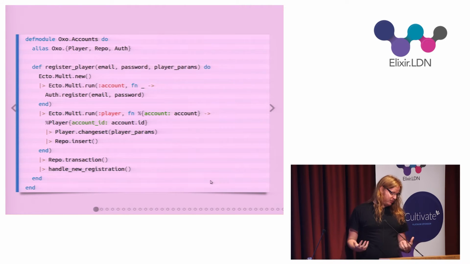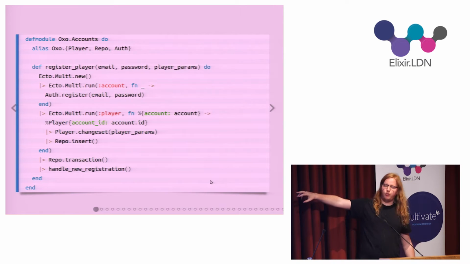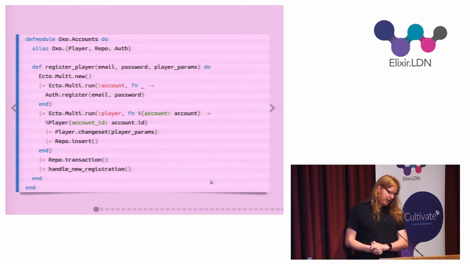And then in the second function, I'm grabbing the account, same as before, and creating a new player that is associated to that account. And then I'm just calling repo insert there. And I then pipe this through to repo transactions, so same case applies. If either one fails, the entire transaction is rolled back. And then this other function, handle new registration.